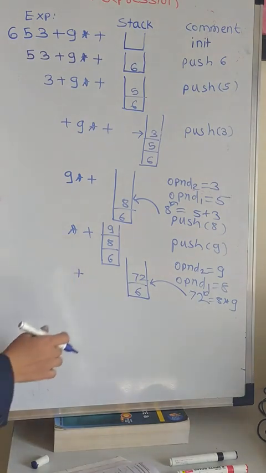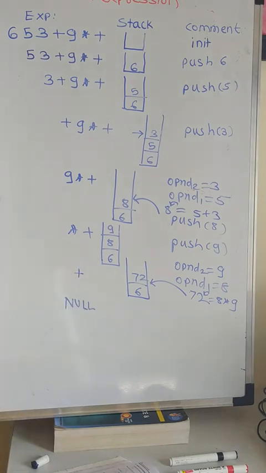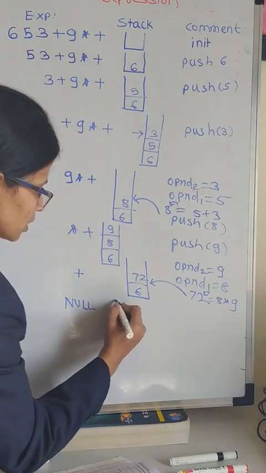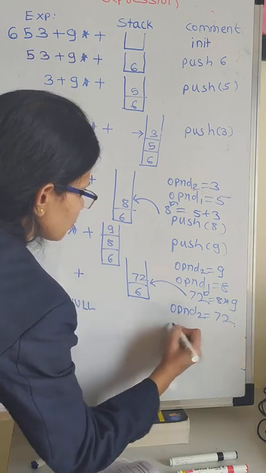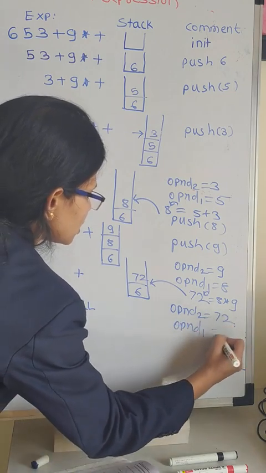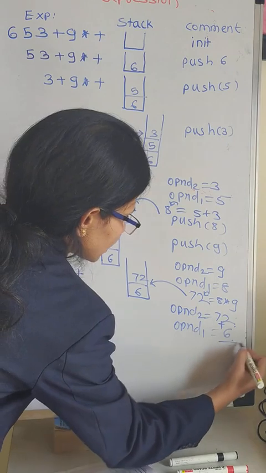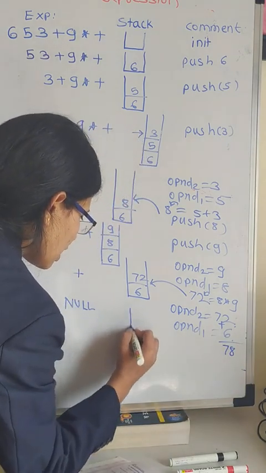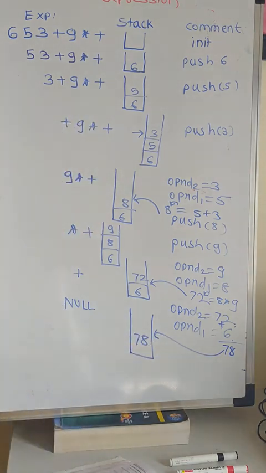Next is your plus. When you are using this plus as the next token, then this expression is null now. Then apply this plus on these 2. So operand 2 will be 72. Then operand 1 is 6. So apply this plus on this 72 and 6. So 72 plus 6, you will get 78. So push this 78 on the stack. And this is your output. The stack contains the final output of this expression.